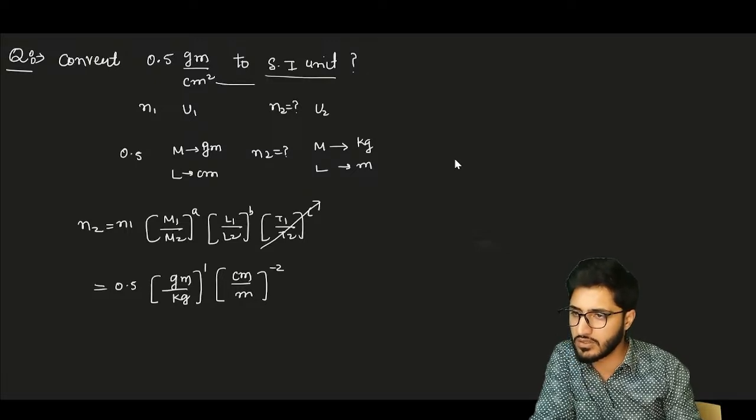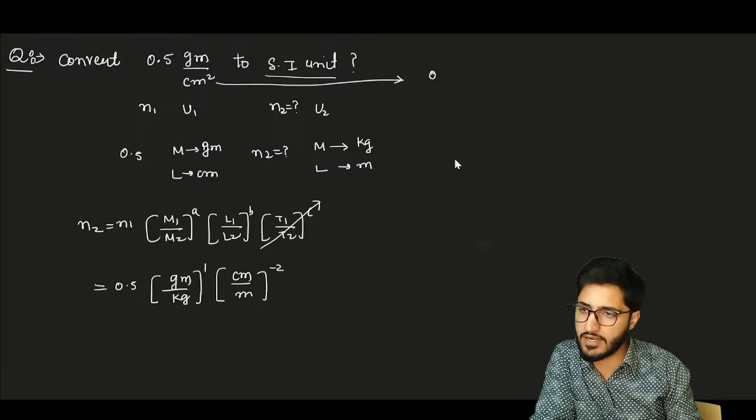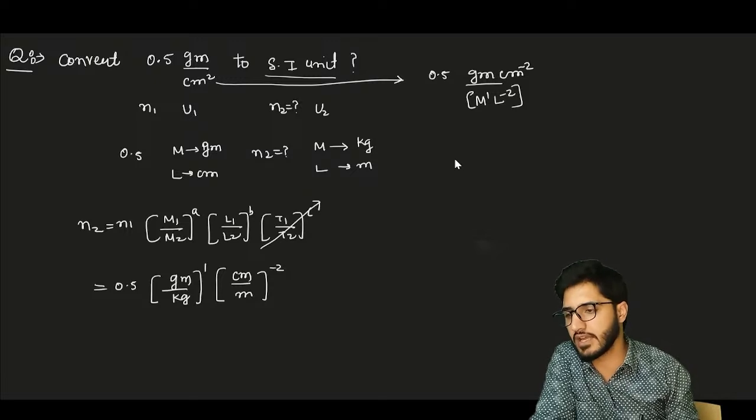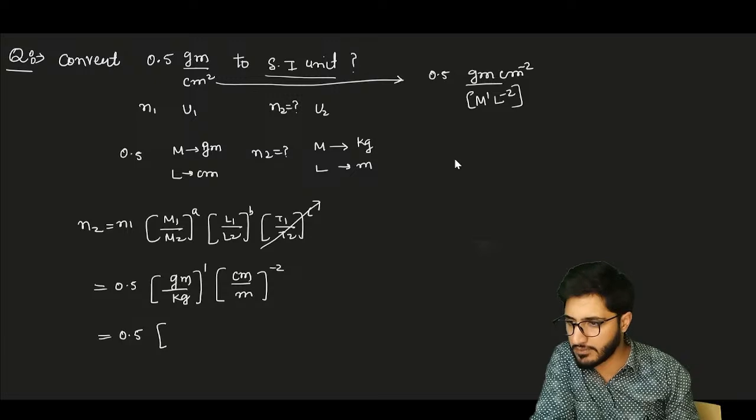Look now. Okay, I will take this one here. So I can write 0.6 gram centimeter minus 2. Okay, this one is my M1. It is L minus 2. That's why I have written this thing like here. I can write 0.5 in gram.